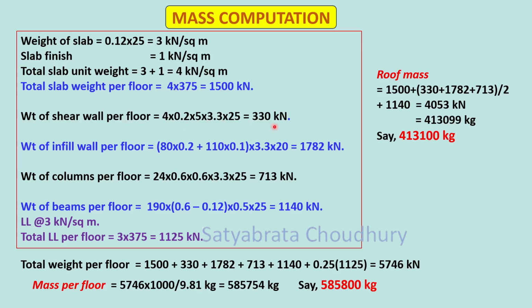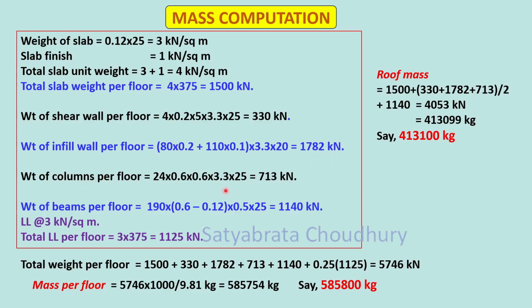Weight of shear wall you can calculate, because there are 4 shear walls, 0.2 meter thickness, 5 meter length, 3.3 meter height, and unit weight of concrete is 25 kilonewton per cubic meter, giving 330 kilonewton. Weight of infill wall, the outer walls are 200 millimeter thickness and inner walls are 100 millimeter thickness. We are considering modular bricks and 3.3 meter is height, and unit weight of brick masonry we are taking 20 kilonewton per cubic meter.